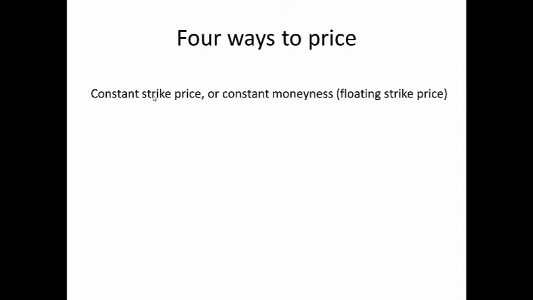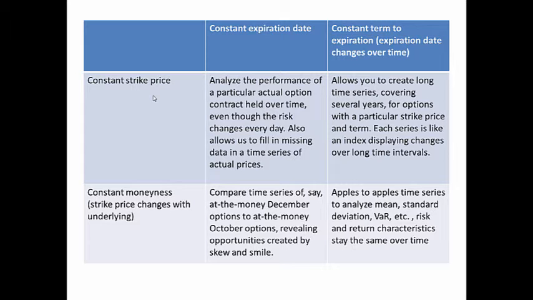There are 4 ways that we can price the options historically, and 4 what we'll call rebalancing rules to use. We can use a constant strike price over time, or constant moneyness with a floating strike price, and we can use a constant expiration date, or a constant term to expiration. This leads to 4 possible price series that we can generate, and each of them has their own uses. Some may be better than others.